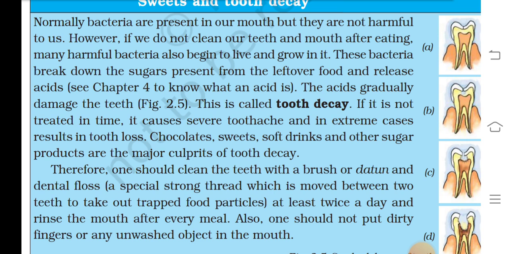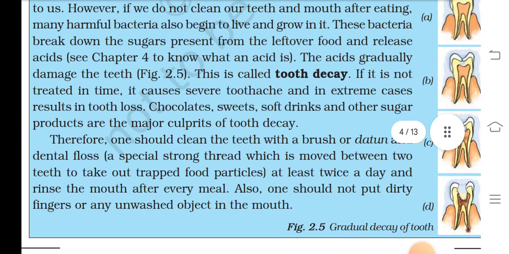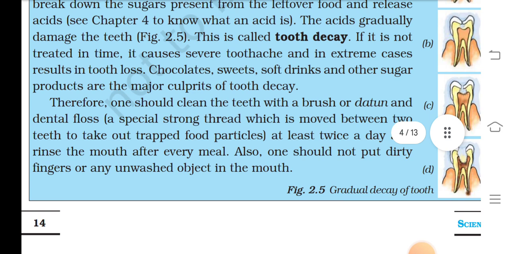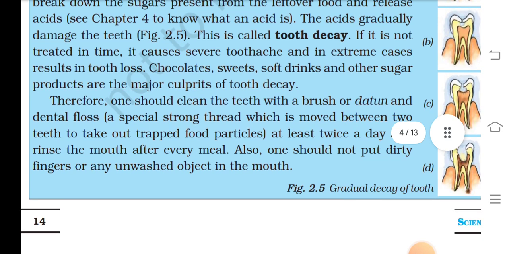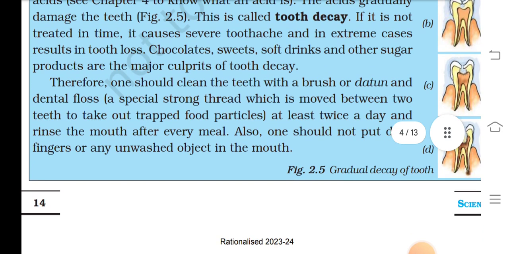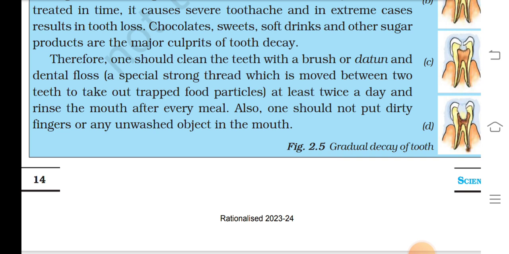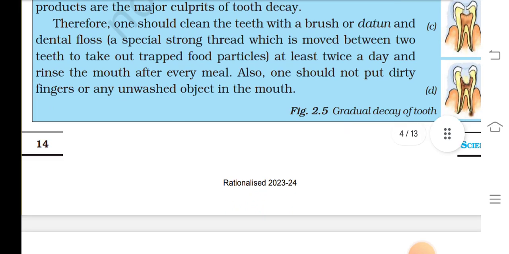However, if we do not clean our teeth or mouth after eating, many harmful bacteria also begin to live and grow in it. These bacteria break down the sugar present in the leftover food and release acid. The acid gradually damages the teeth. This is called tooth decay. If it is not treated in time, it causes severe toothache and extreme cases result in tooth loss. Chocolates, sweets, soft drinks, and other sugar products are the major culprits of tooth decay.